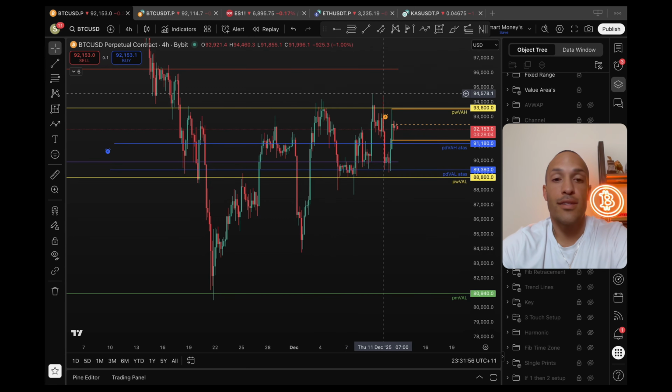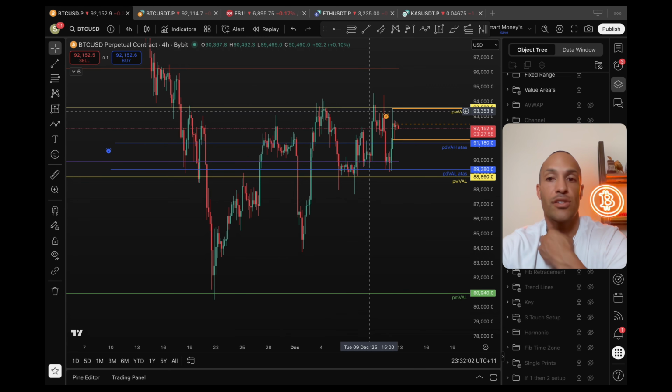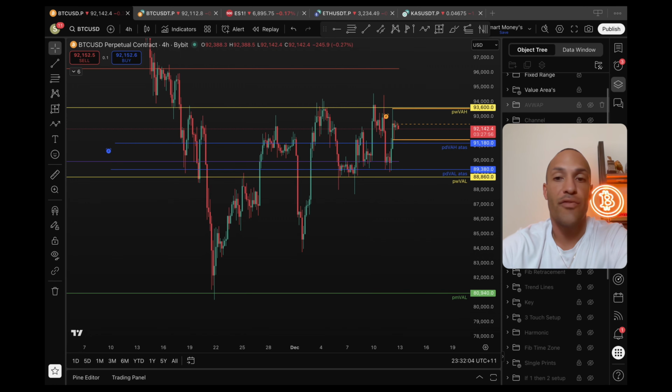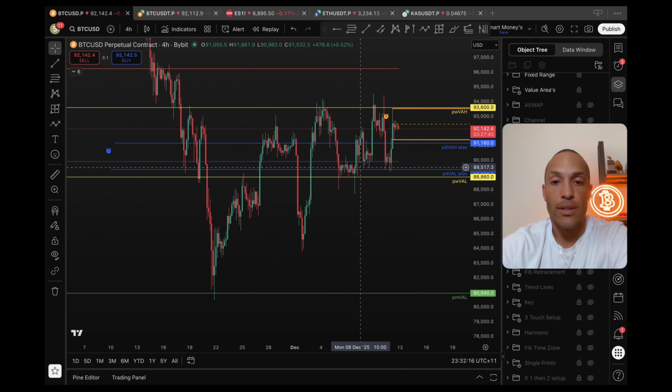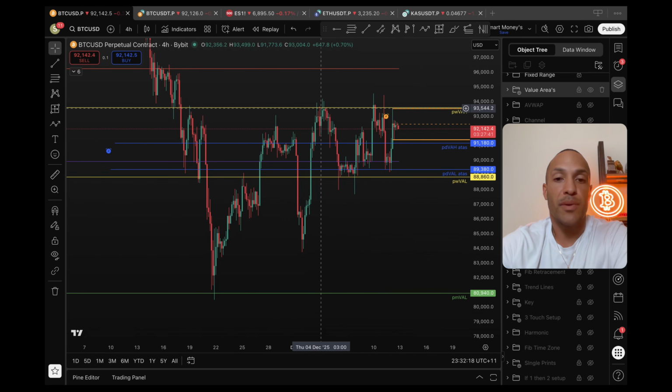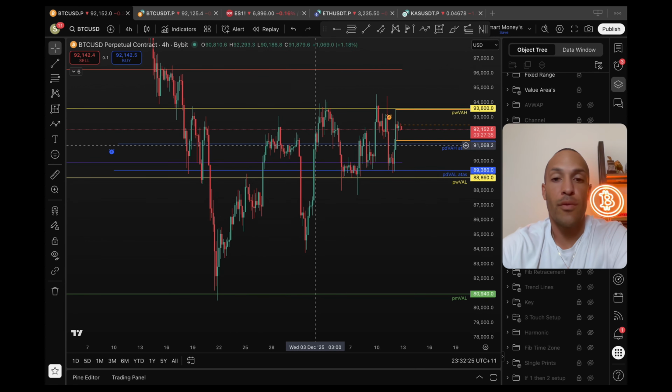Keeping it nice and simple, starting off on the 4-hourly here before we start introducing our other levels to the charts. Let's just look at the importance of these value areas. So we have the previous week value area high, previous week value area low, previous day value area high, and previous day value area low. Now you can see we've just been bouncing between these yellow bands, right? Really nice technical levels here that are being very well respected.